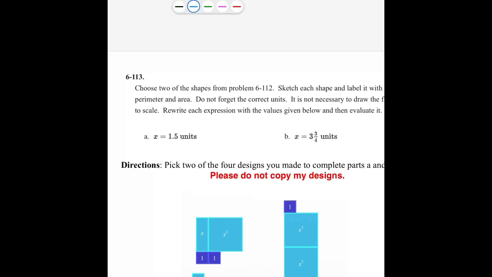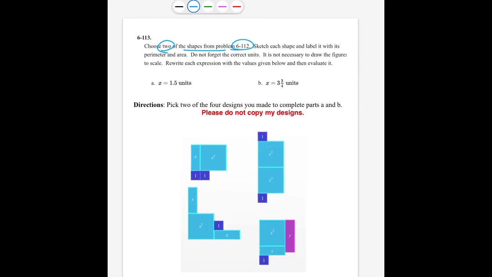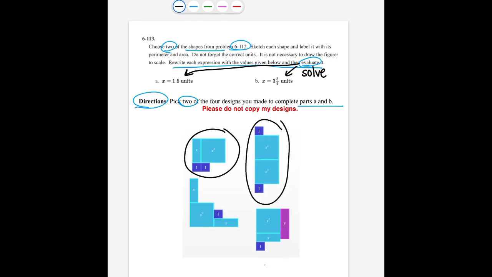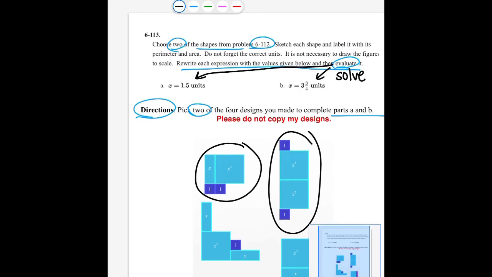6-113. So it says choose 2 shapes from 6-112 and then rewrite each expression with the values given below and then evaluate, which is another word for solve. So you want to do that one and that one. So directions again are to pick 2 of the 4 and then complete parts A and B. So here are the 2 that I'm going to pick. And you need to do area and perimeter.